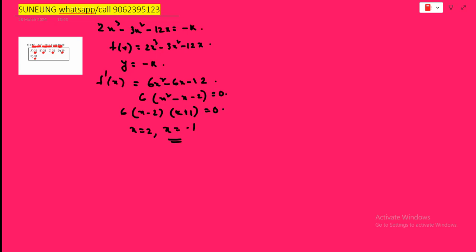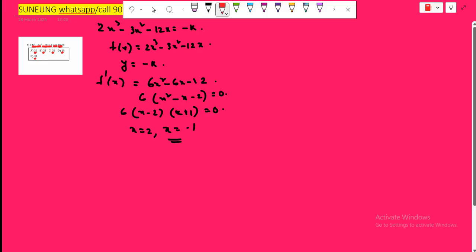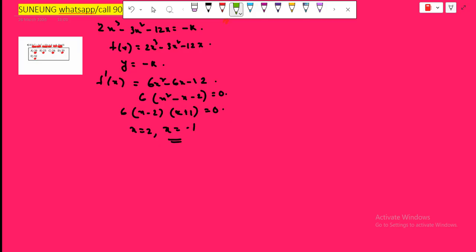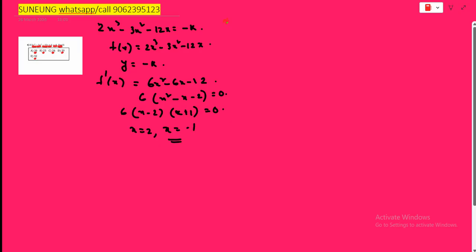So at x equal to minus 1, we get what? For x equal to minus 1, f of minus 1 will be equal to 2 into minus 1 whole cube minus 3 into minus 1 whole square minus 12 into minus 1. Right. So this is minus 2 minus 3 plus 12.